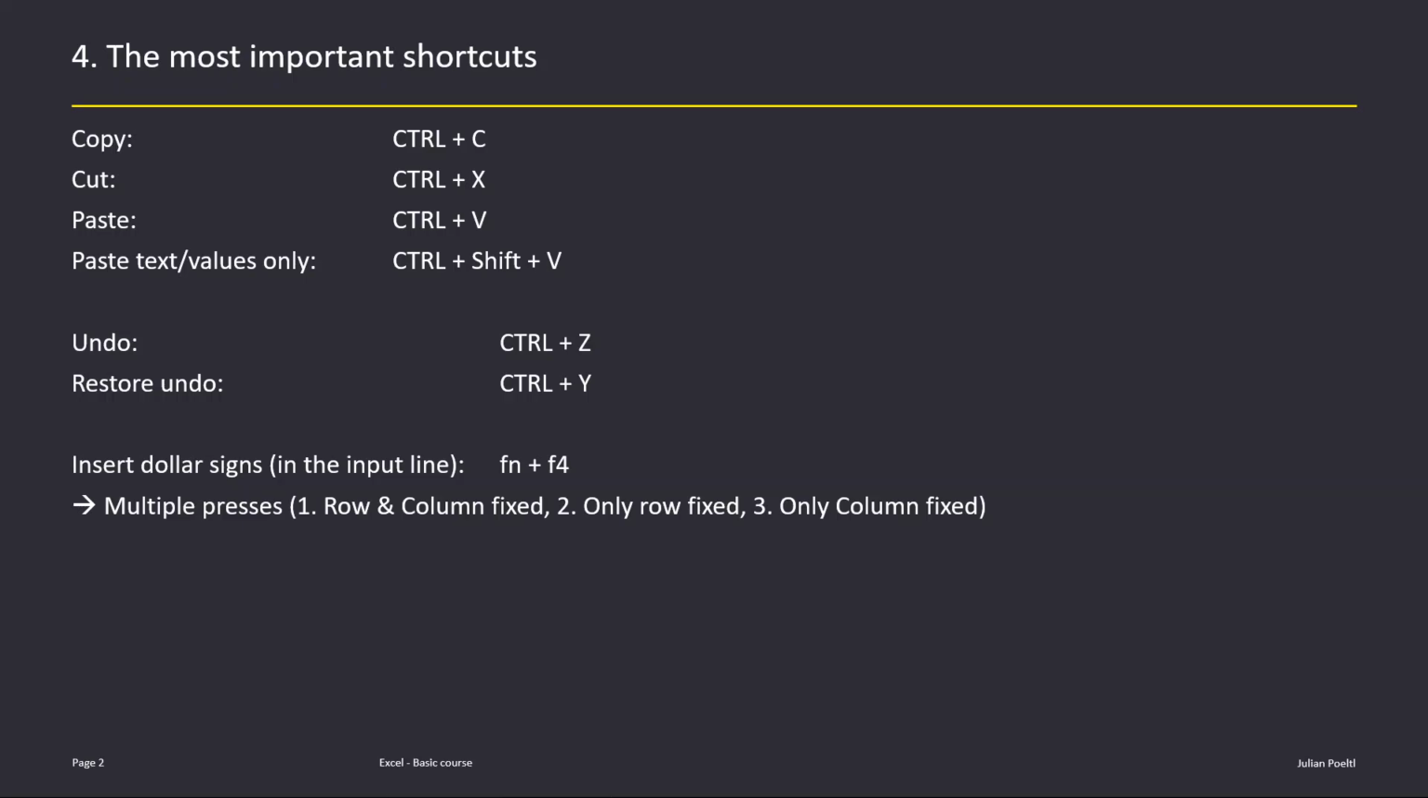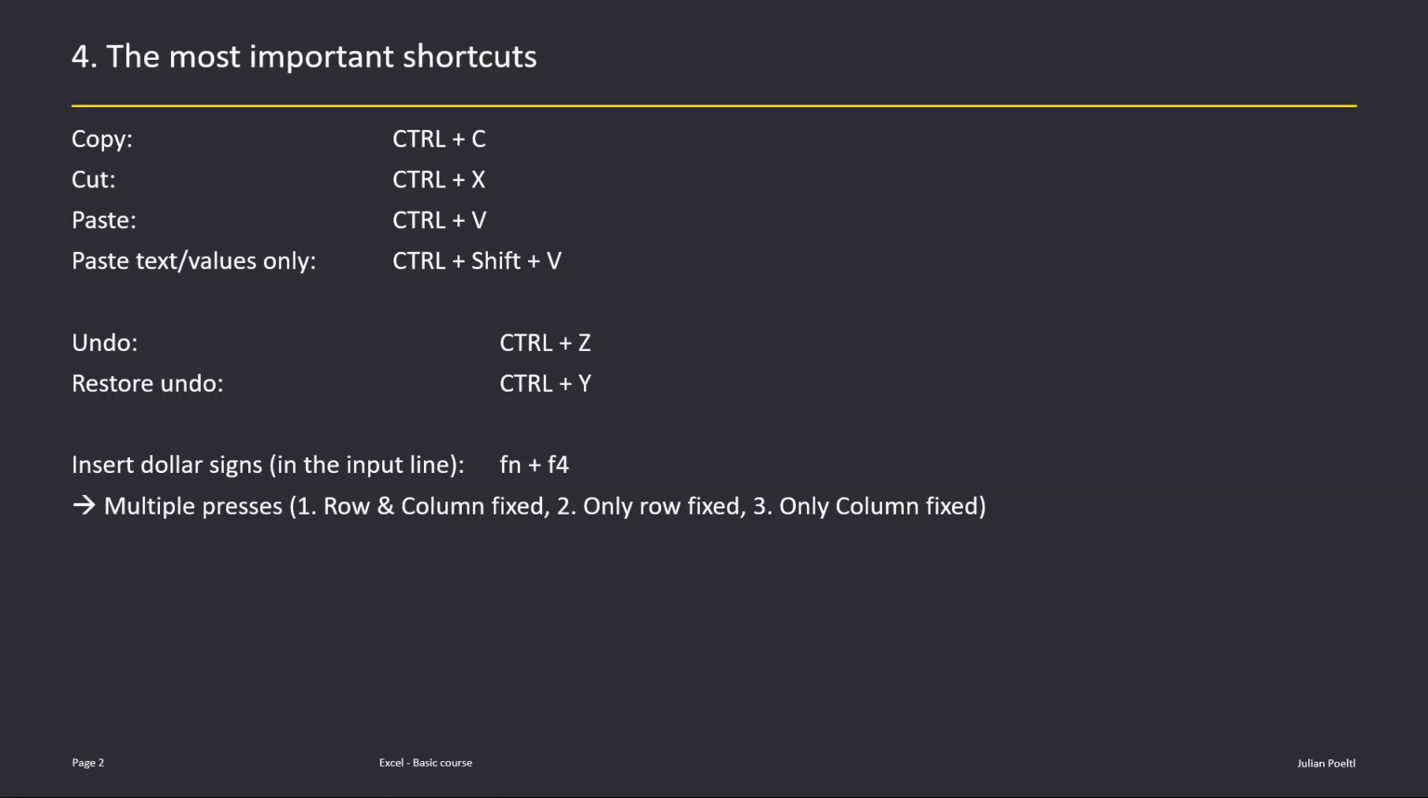And as I've told you, if you want to paste only text or values, you can do this also with a shortcut. So if you have a formula in a cell and you want to only paste the values of those formulas and not those formulas, you can do this with Control Shift V. Also, you can undo your proceedings in Excel with Control Z and restore, redo, with Control Y.